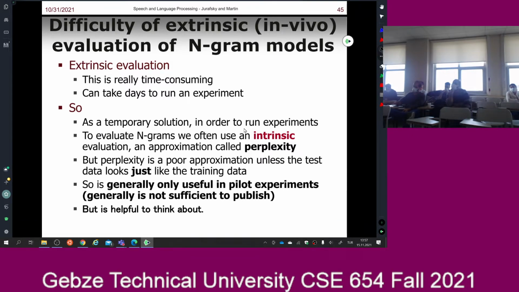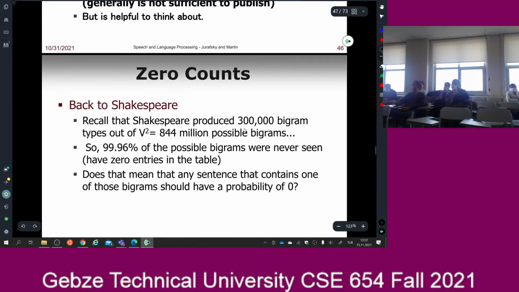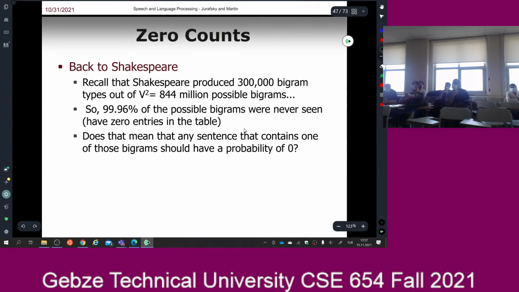It is difficult actually, and time consuming. It takes days to run your experiments, okay? If you don't have that kind of time, or if you are doing some very fast development, then you are going to use intrinsic evaluation, which is the measurement of the perplexity. Okay, so good. So let's go back to the zero counts.